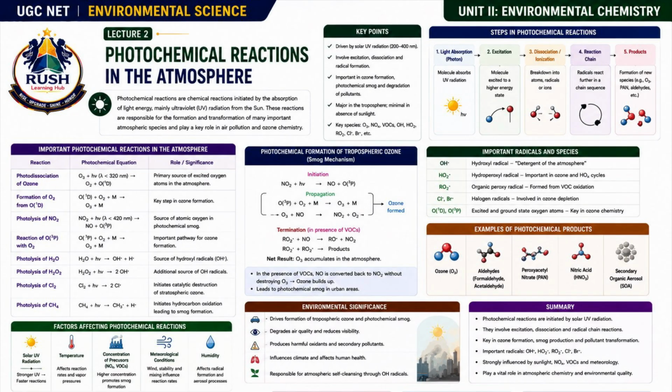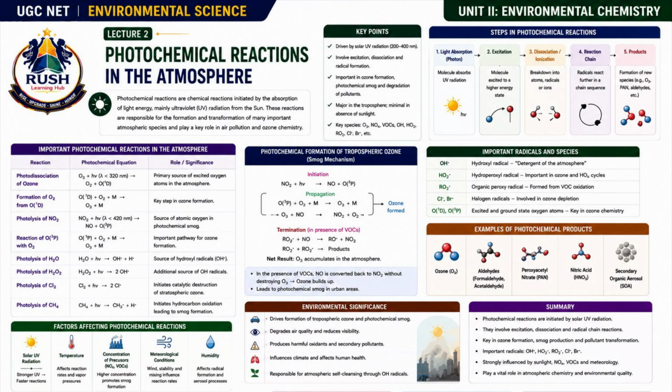The second important reaction is ozone photolysis. Ozone absorbs ultraviolet radiation and breaks down into molecular oxygen and atomic oxygen. This reaction plays a crucial role in maintaining the ozone balance in the atmosphere. The third important reaction is water vapor photolysis. Under high-energy radiation, water molecules can produce hydroxyl radicals. Hydroxyl radicals are among the most important oxidizing agents in atmospheric chemistry.